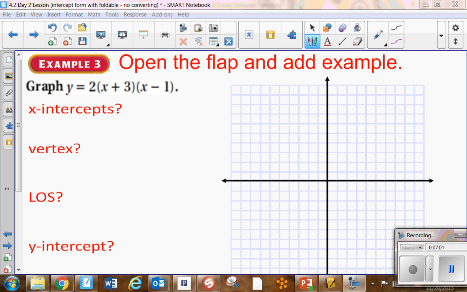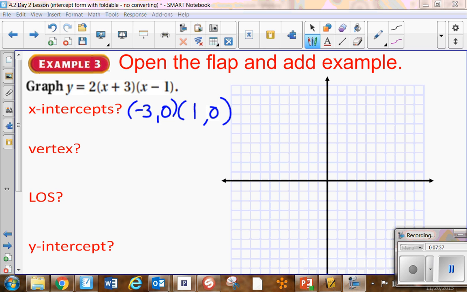Okay, so for my x-intercepts, my y is going to be 0. If I were to set this equal to 0, what would my x be? Negative 3 and 4. Set this equal to 0, there you go. So it's the opposite because you're setting it equal to 0 and bringing it over. So there are my x-intercepts.